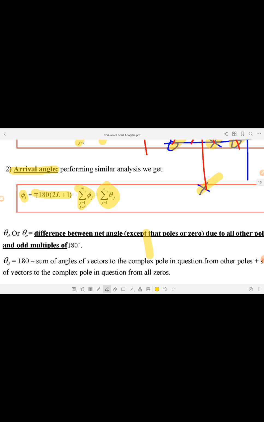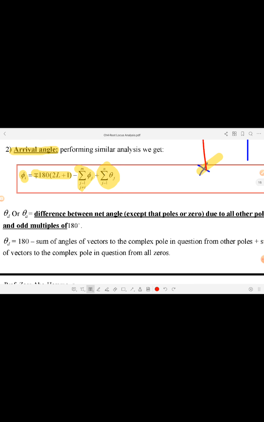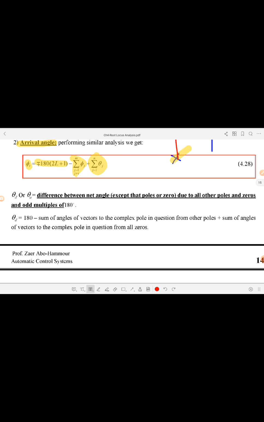So here we will cover them in words, as it's obvious. Theta D or theta A, what is it? It's the difference between the net angle, except that pole or zero of interest, whether we are calculating theta D or theta A, due to all other poles or zeros, and odd multiples of 180.